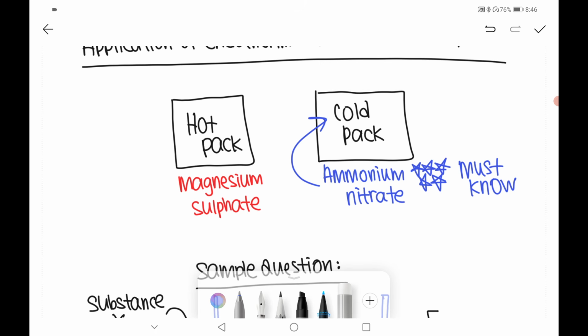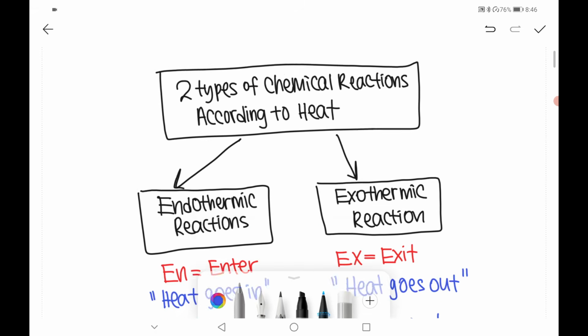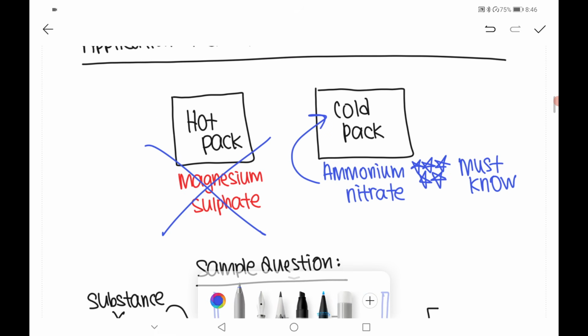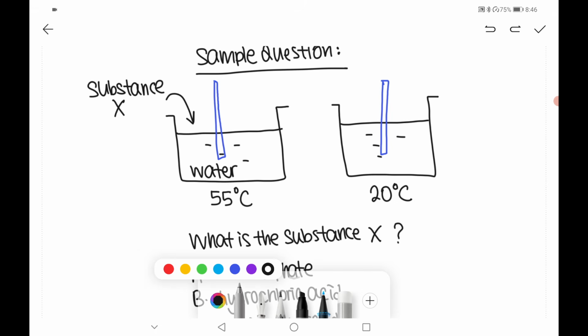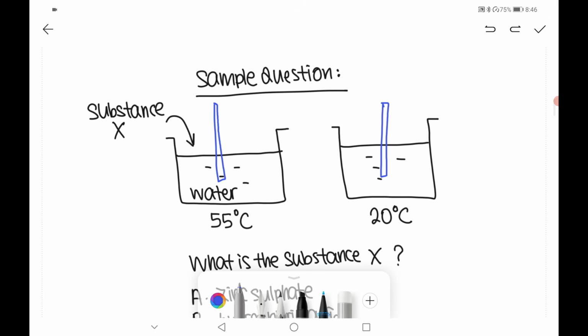So my summary is very simple. Magnesium sulfate, if you don't know, never mind. Aluminium nitrate, the cold pack, this one you must know. That's it. So let me give you a sample question, so you can imagine how they can ask you on this concept for your SPM.